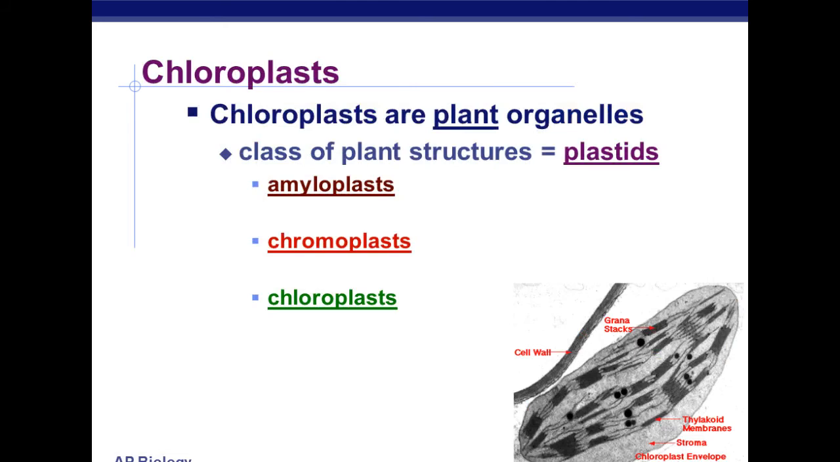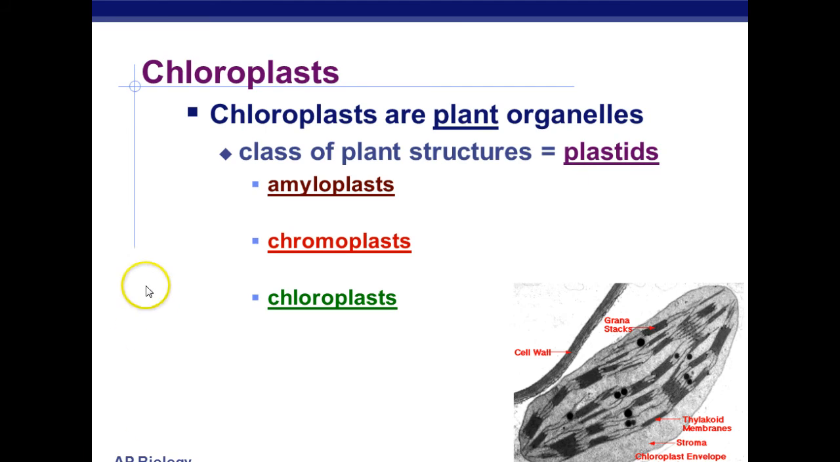Okay, so what about chloroplasts? Now we already know that chloroplasts are plant cell organelles where photosynthesis occurs. Again, if you don't have that in your notes, you should probably slip it in there now, but that should be fairly straightforward. Now these organelles are a class of plant structures called plastids. And there are 3 kinds of plastids to get in your notes. So let's get those in there now.